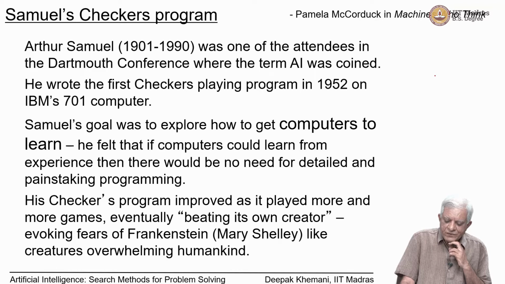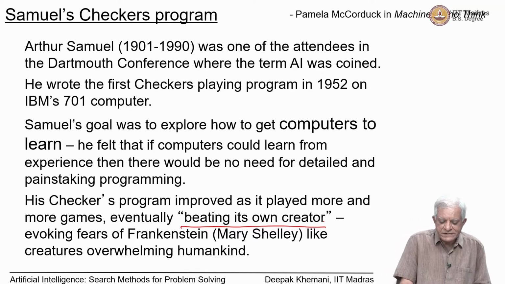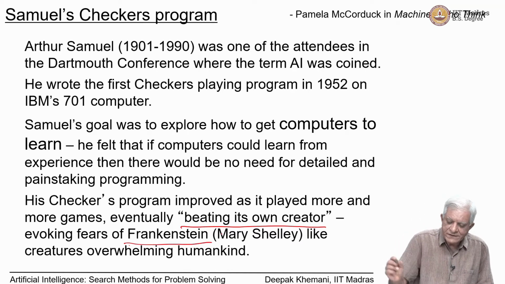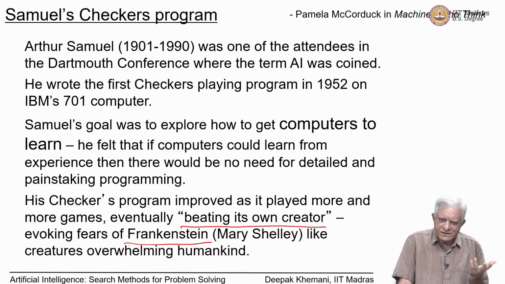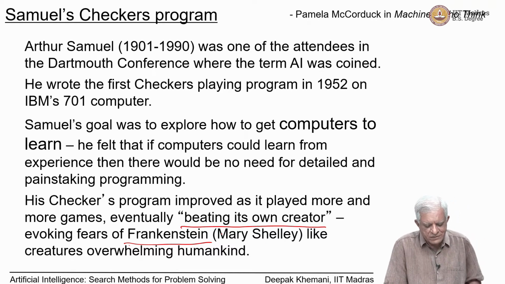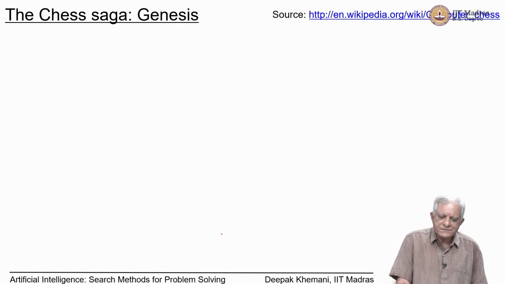His checkers program improved as it played more and more, and when we discuss chess, we will see that it improved by learning what is called a better evaluation function, and eventually it beat its own creator. So, that is some fear which has existed in the Western world for ages. For example, in the novel Frankenstein by Mary Shelley, how artificial creatures can overcome humankind, and in modern times, people like Stephen Hawking have also endorsed this fear that maybe AI will overcome humankind and things like that. These fears are of course largely unfounded.